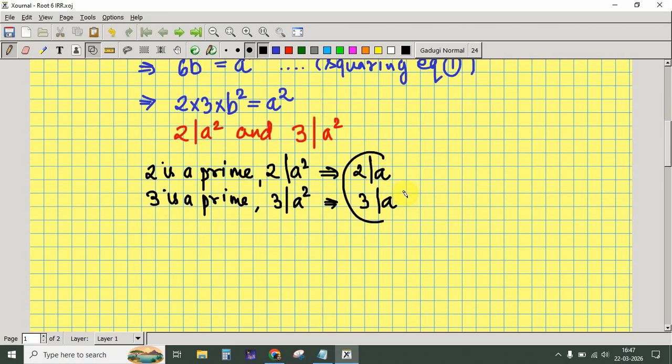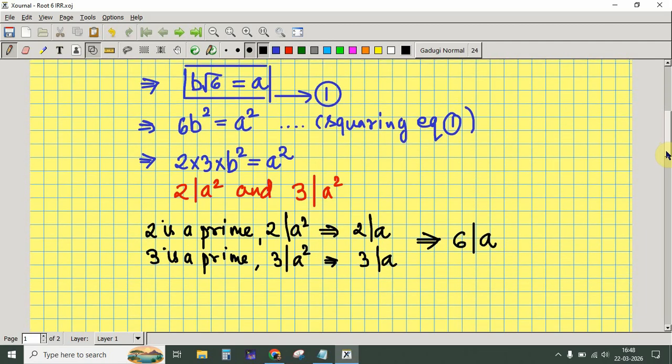Now you have to recall the divisibility test for 6. If you want to check whether a number is divisible by 6, how to check that? Any number is divisible by 6 if and only if it is divisible by 2 and 3. This was the divisibility test taught to us in, I think, grade 7, right? So 2 divides a, 3 divides a. This implies that 6 divides a.